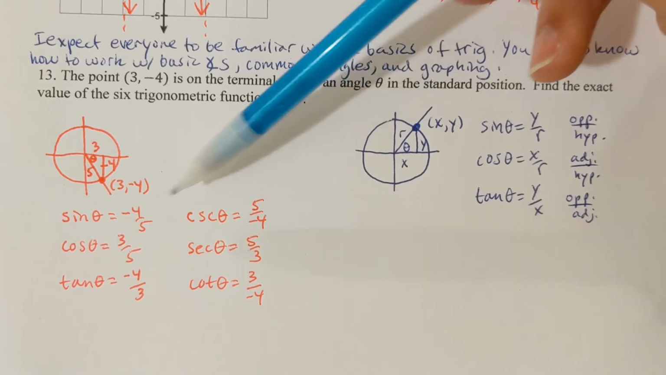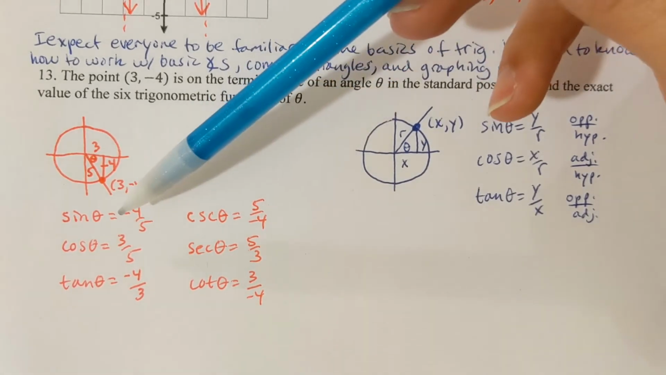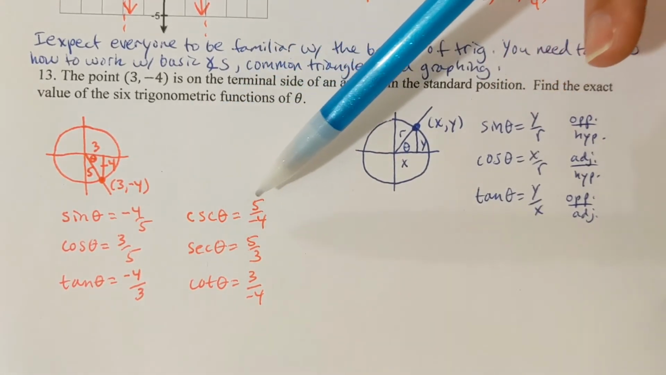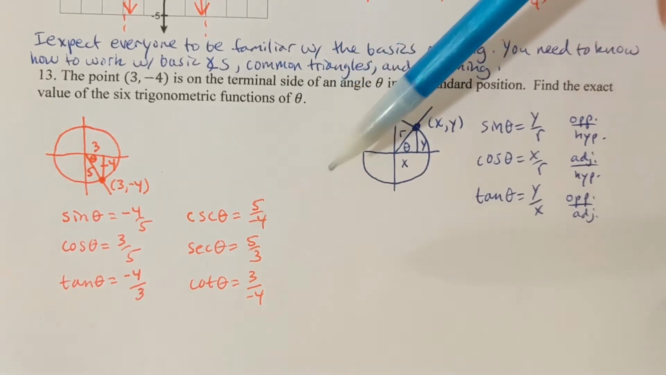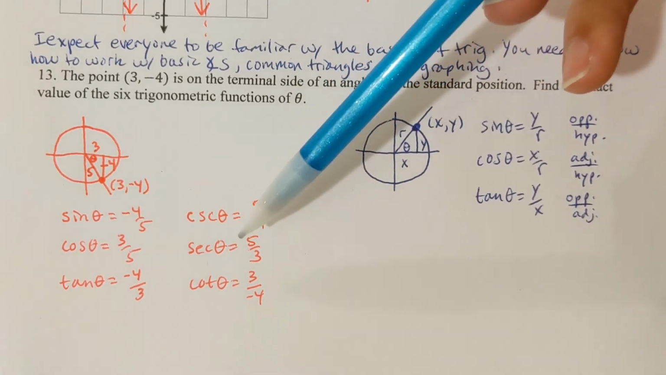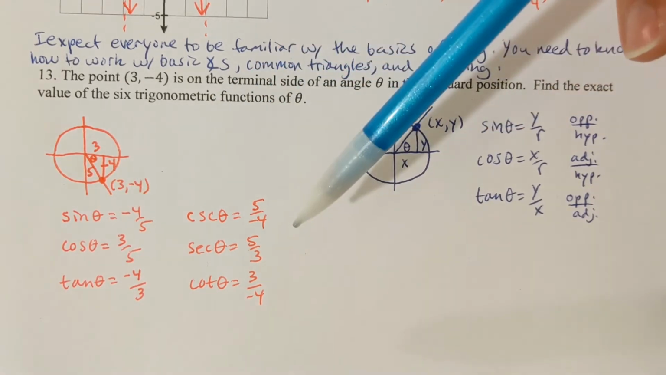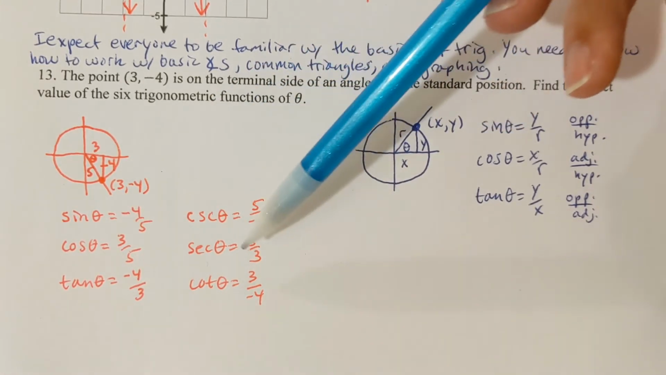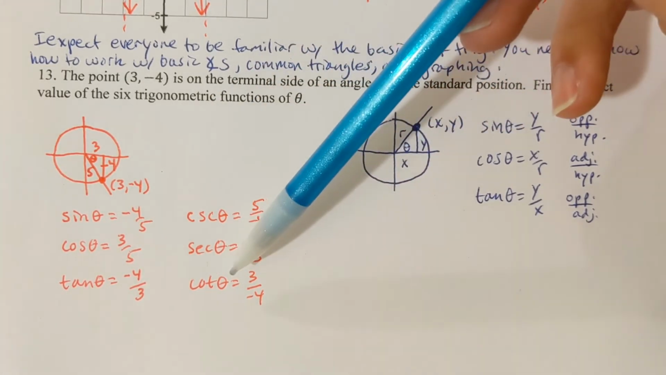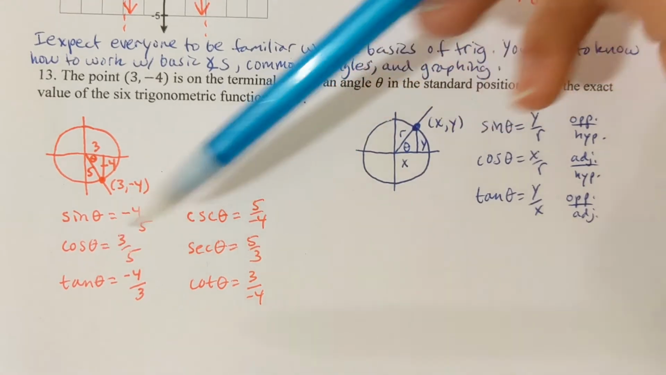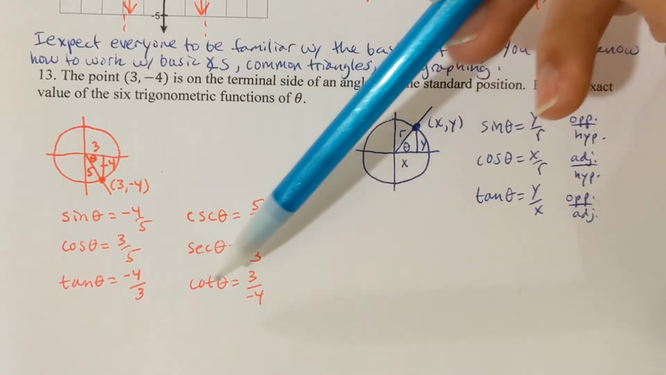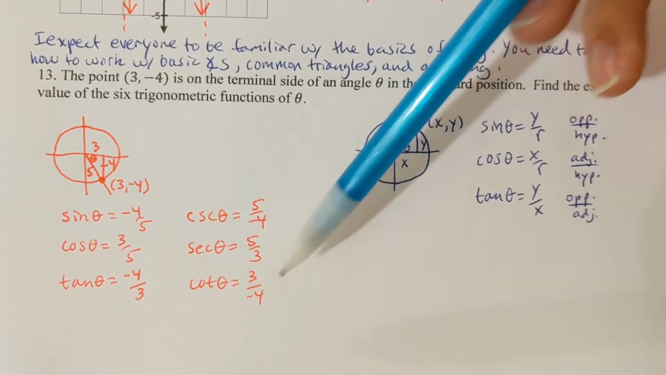Cosecant theta would be the reciprocal of sine theta. Sine theta is -4/5, so cosecant theta would be -5/4. Secant theta would be the reciprocal of cosine theta. Cosine theta is 3/5, so secant theta would be 5/3. Cotangent theta would be the reciprocal of tan theta. Tan theta is -4/3, so cotangent theta would be -3/4.